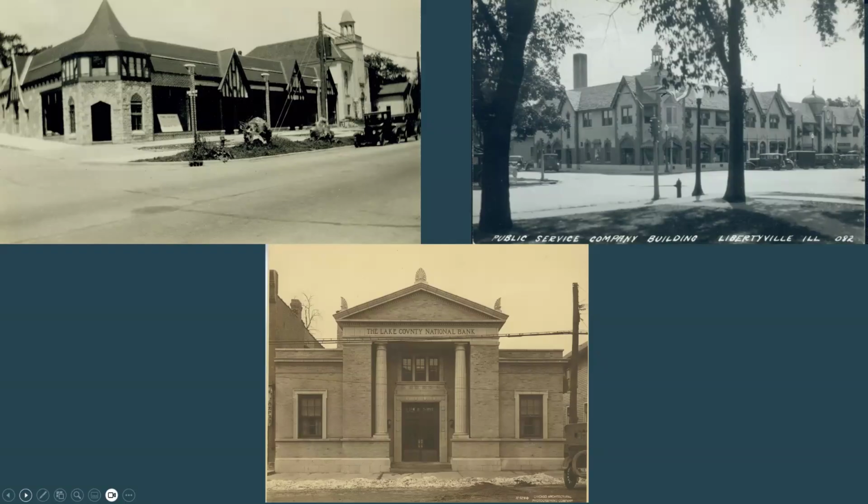It was built in 1928 and housed Samuel Insull's Public Service Company, as well as the Libertyville Trust and Savings Bank. Additional retail spaces occupied the ground floor of the building, and the second floor contained office space, as well as 7 kitchenette apartments.